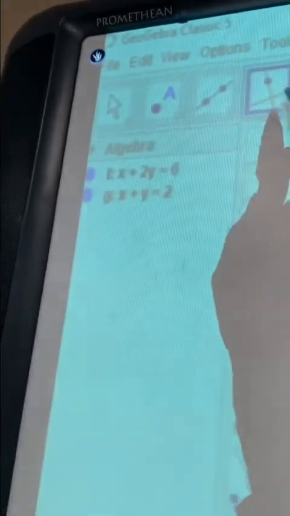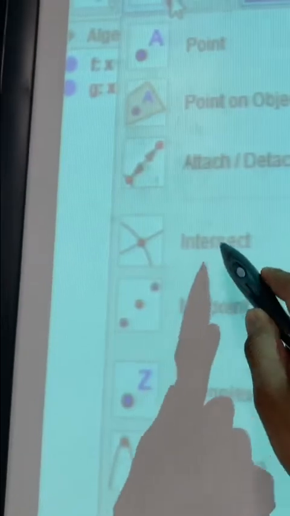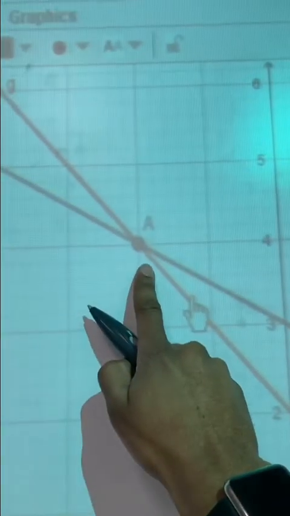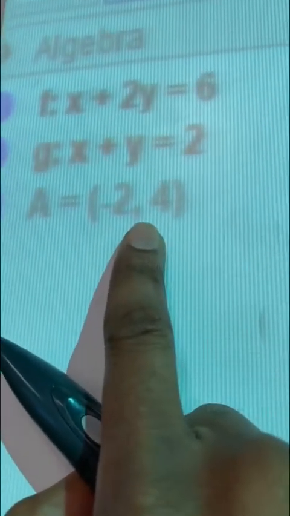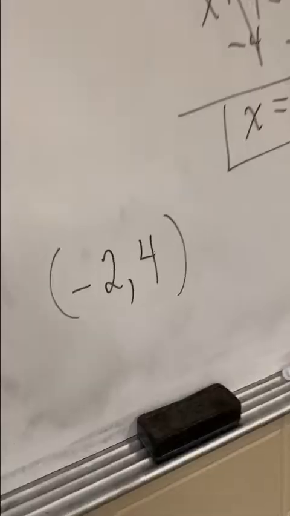All right, so what I'm going to do is come up here and find out where they intersect. Okay, so they intersect. There we go. So if I do this and then I intersect it with that, it gives me a point called A. And if I look at point A, that's the same 2 numbers that we got on the board, -2 and 4. So yes, what we found was the solution, and our solution was correct.